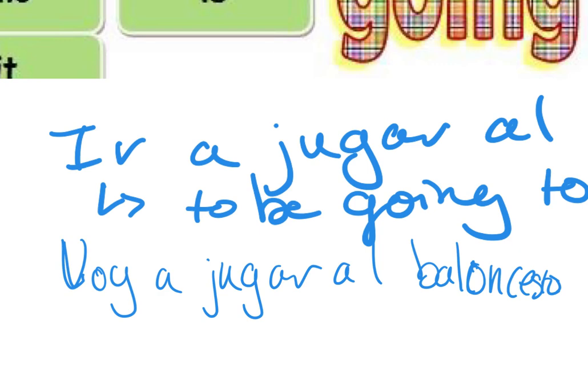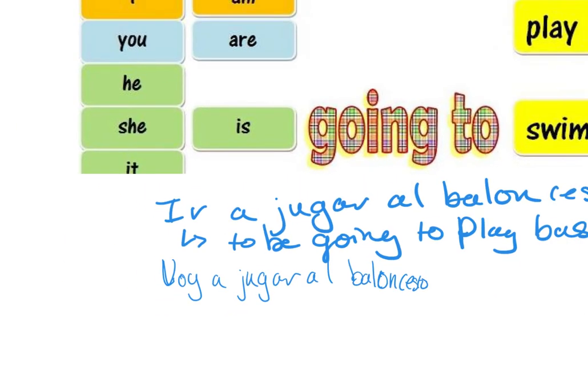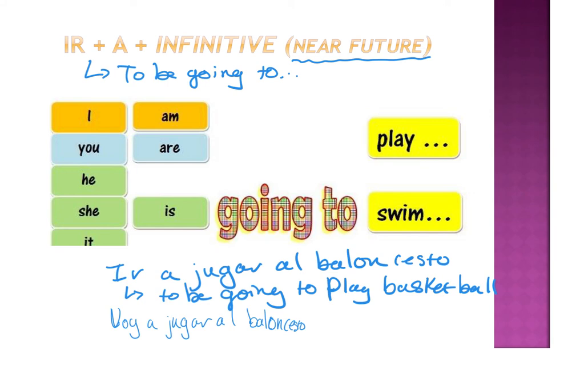Somebody might ask you, what are you going to do after school today? And you could say, voy a jugar al baloncesto, to tell them the answer, right? So we'll practice this phrase, but ir a and an infinitive means that you're going to do something in the near future.